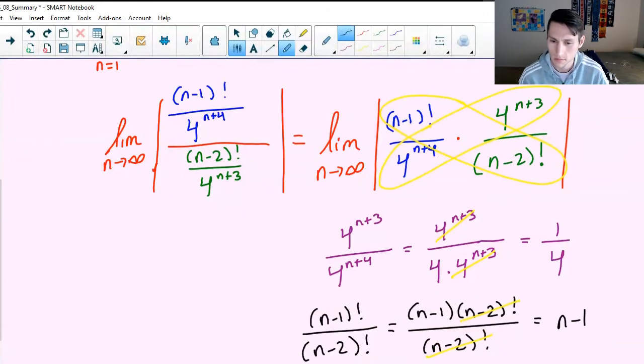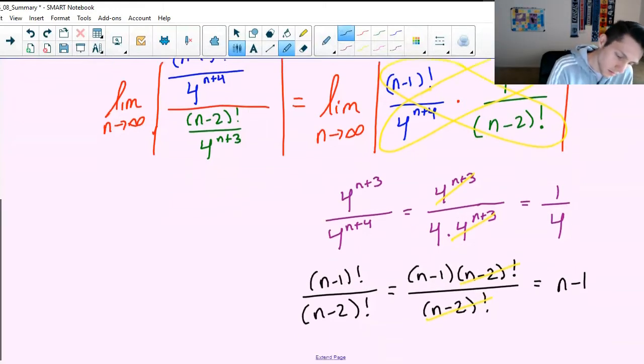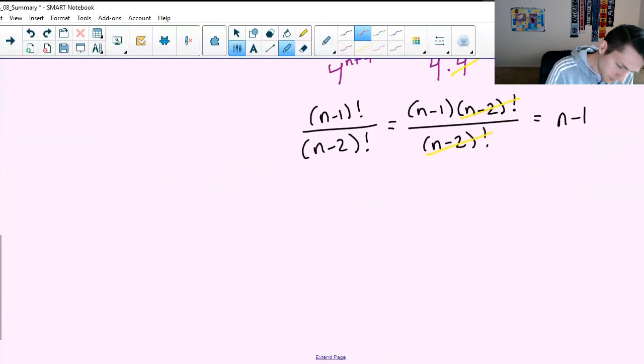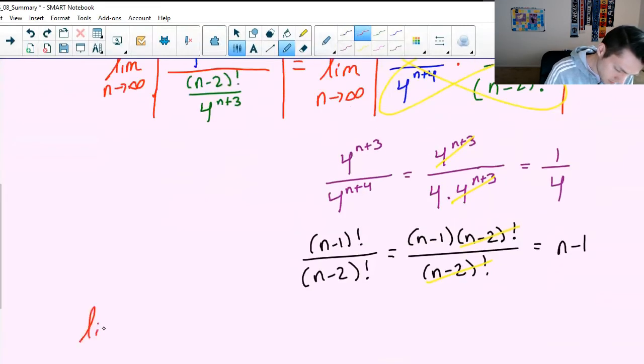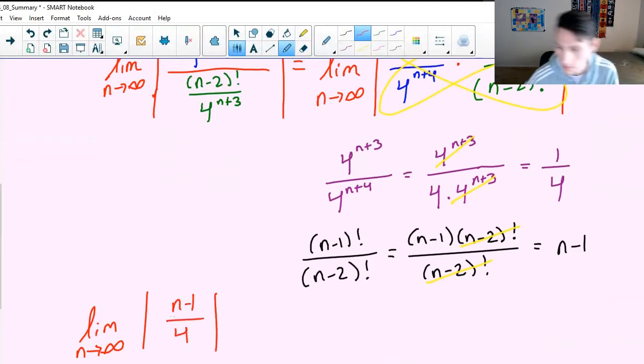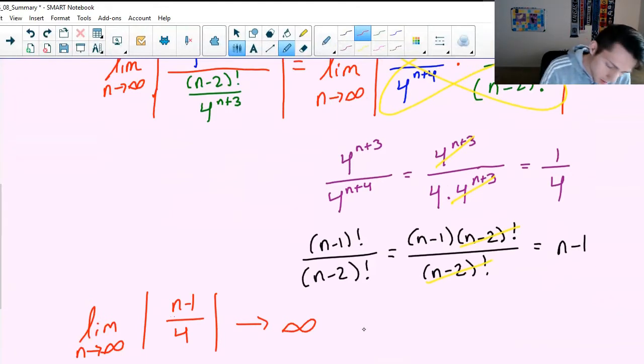All right, so back to my limit. So n minus 1 over 4, which as n goes to infinity, so the denominator is stagnant at 4, but the numerator is just increasing to infinity. So this diverges.